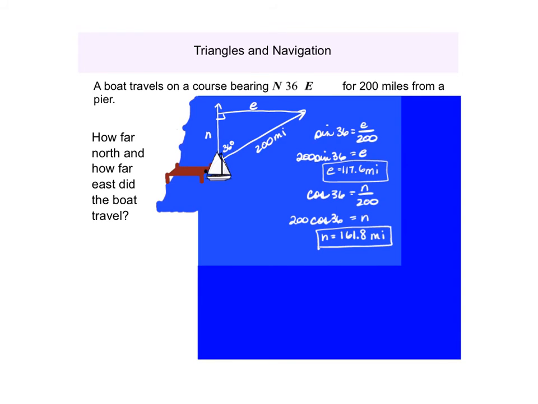So here is my answer. I have drawn my triangle. The boat has traveled from the north 36 degrees east, and I used trig to solve my problem. So sine of 36 is the opposite over the hypotenuse, e over 200, and I solved from there and I got e is 117.6. Then to find how far north it had gone, I used cosine. Adjacent over hypotenuse, I found that it had traveled 161.8 miles north.